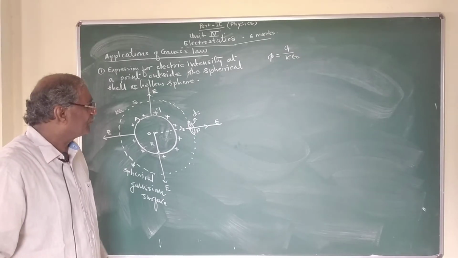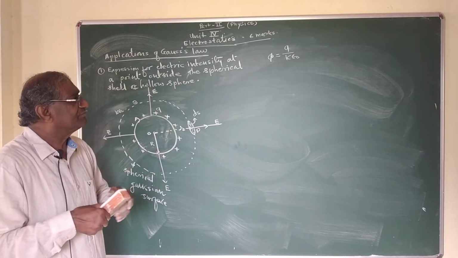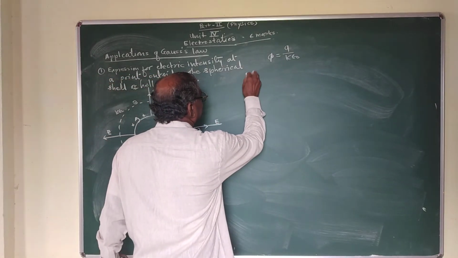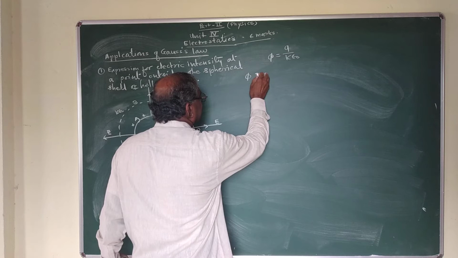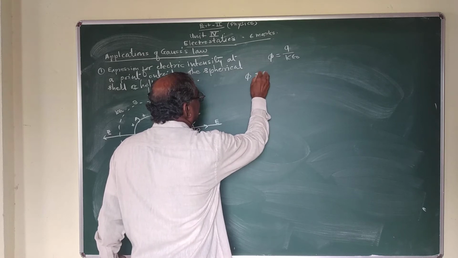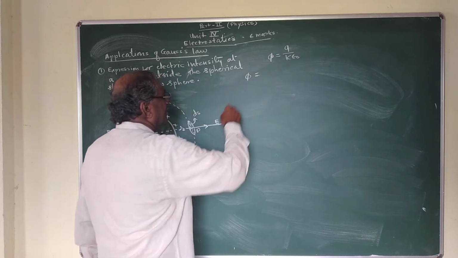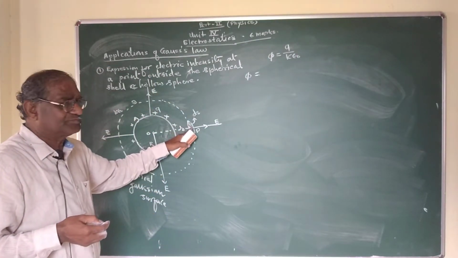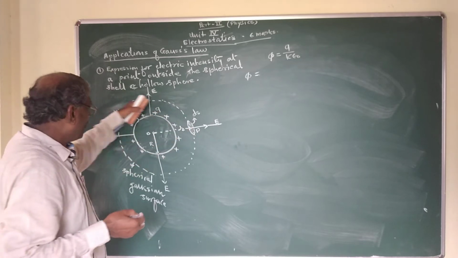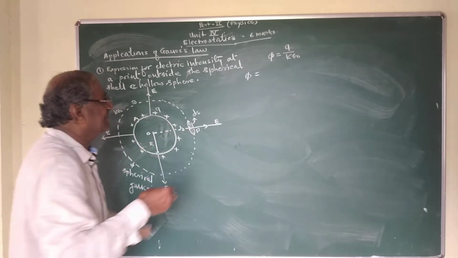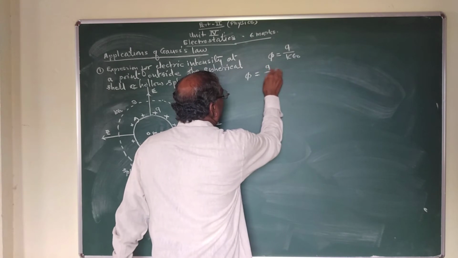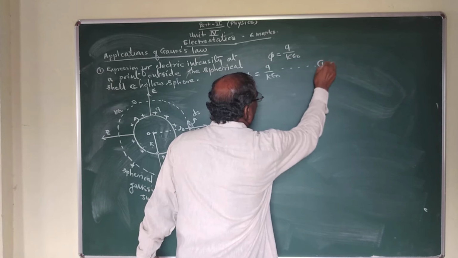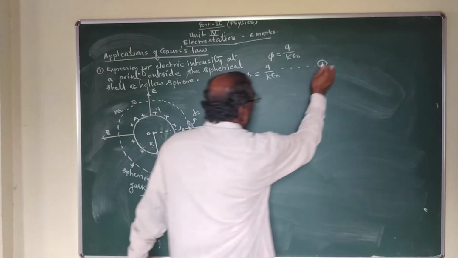Now, by using Gauss law, the total electric flux passing normally through the whole Gaussian surface is equal to Q upon K epsilon 0. This is the first point by Gauss law.